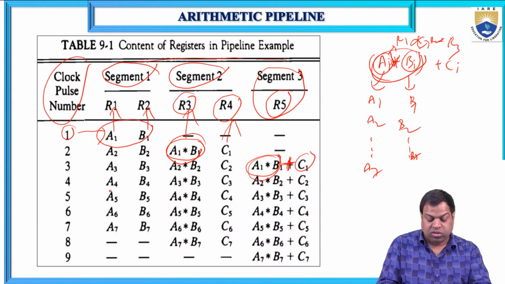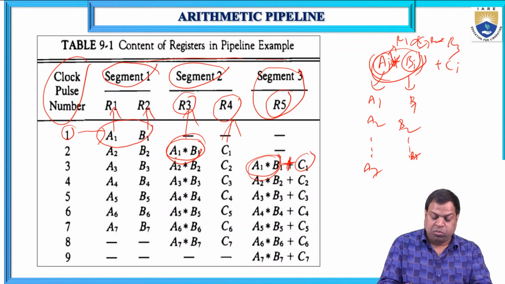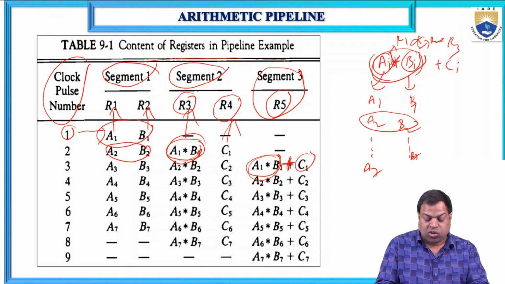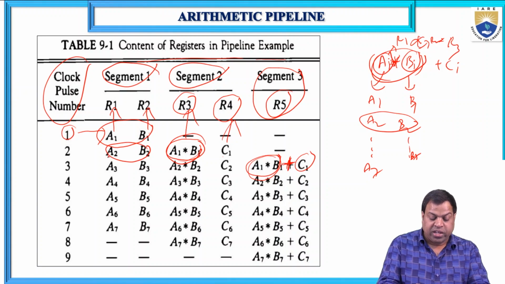And the next clock, again in clock 2, A1, B1 are called now. So in clock 2, we are not wasting time. Continuously the process is going on. In clock 2, A1 into B1 is going on, and parallelly A2, B2 is also called. A1, B1 is completed. Now what is the next task? A2 and B2.